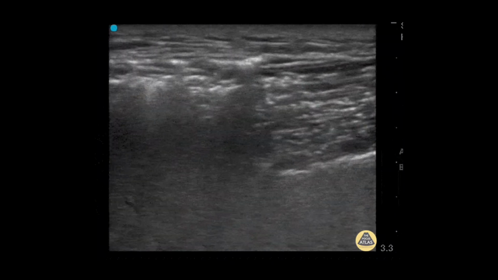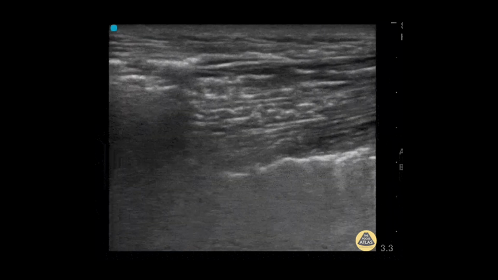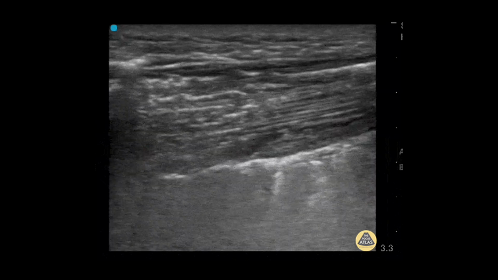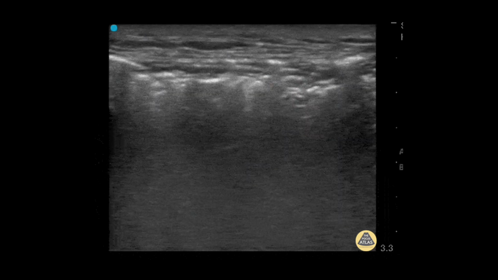So here's a dynamic image where you can see that as we translate, we lose the normal architecture quite quickly and start to see that hazy curtain-like appearance obscure the structures beneath. Once again, highly suggestive of necrotizing fasciitis.